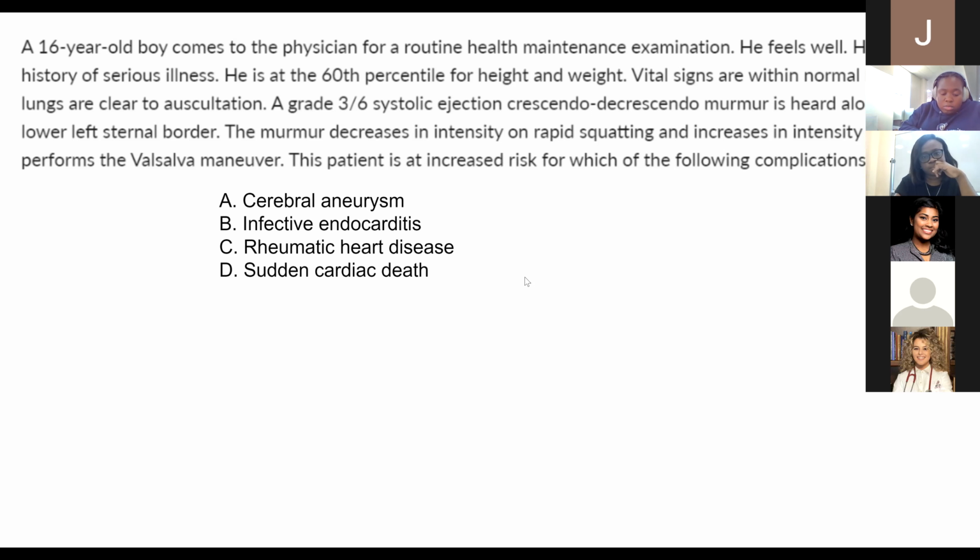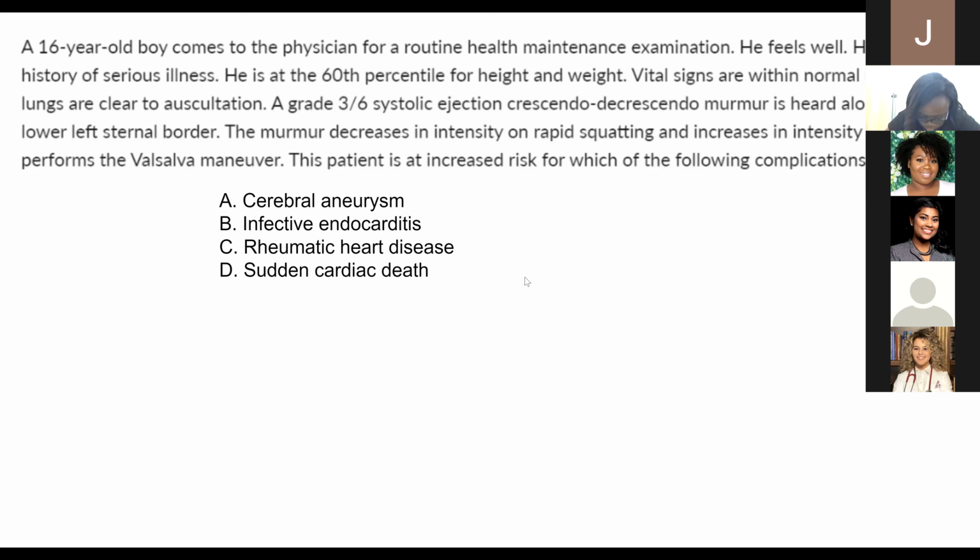So we have a 16-year-old boy. Most of the time they're going to tell you that he passed out while working out or something like that, but here they didn't. Sometimes they don't have to. So what is going to make you think of HOCM in this case? You have a 16-year-old boy, vital signs are within normal limits, but he has a murmur. The murmur decreases in intensity on rapid squatting and increases in intensity when he performs the Valsalva maneuver.